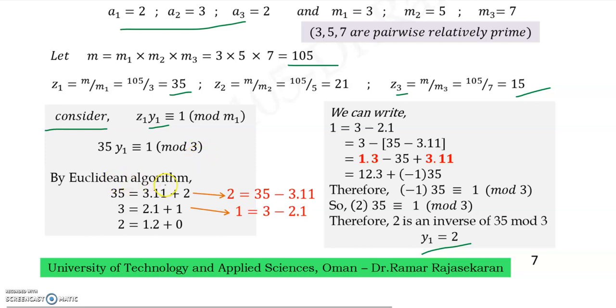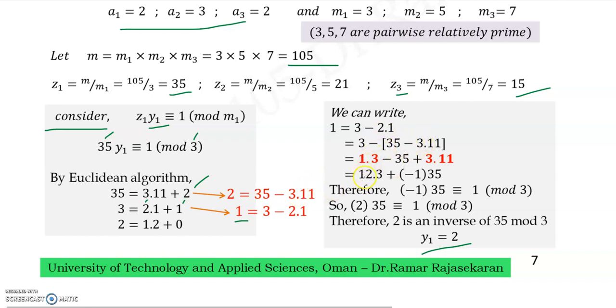Now by the Euclidean algorithm, I can divide 35 by 3. The remainder is 2. So 35 is equal to 3 multiply 11 plus 2. Then you take 3 and 2. That is 3 is equal to 2 into 1 plus 1. Then you take 2 and 1. So now 2 is equal to 1 into 2 plus 0. So what is the GCD? That is 1. So by back substitution you can rewrite 1 is equal to 3 minus 2 into 1, and then 2 is 35 minus 3 into 11.